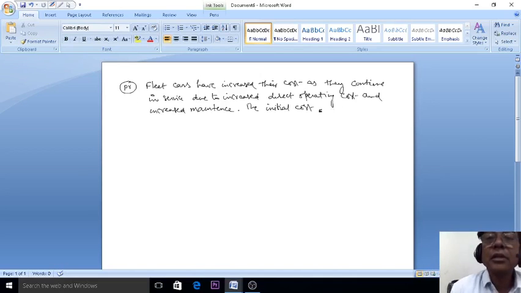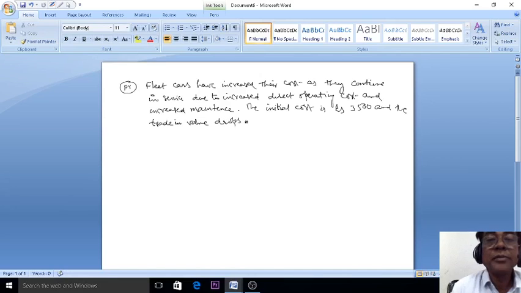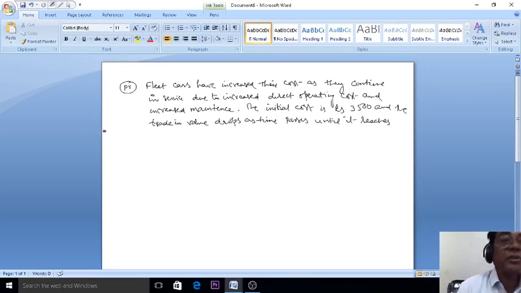The initial cost is rupees 3,500, and the trade-in value drops as time passes until it reaches a constant value of rupees 500.